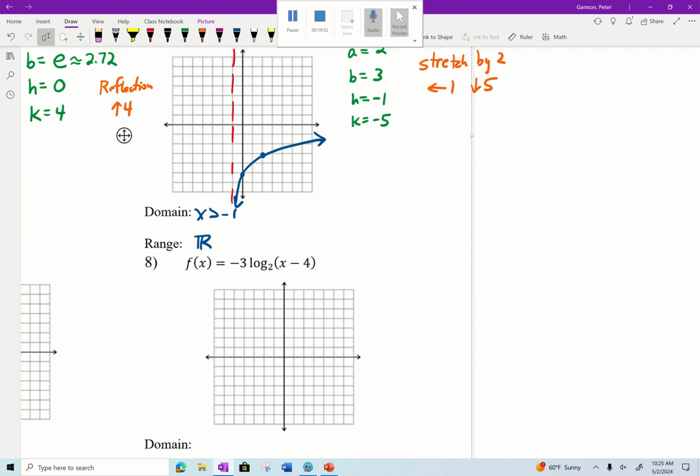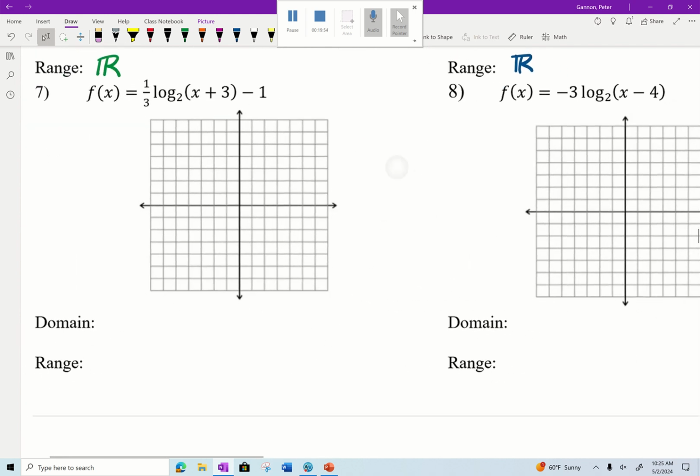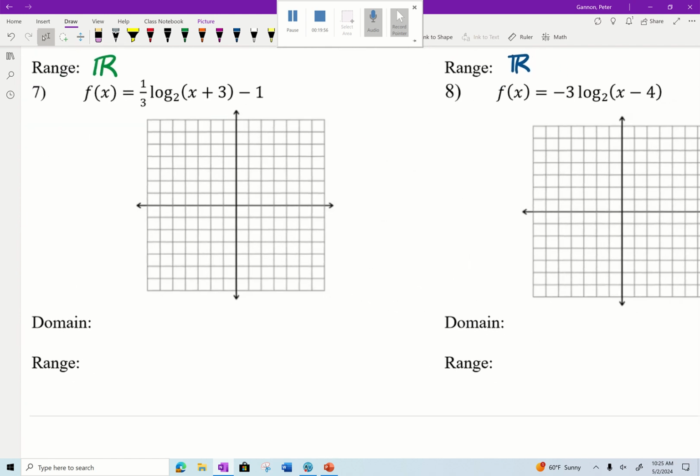All right, next. All right, number 7. Now we have A as 1/3, we have B as 2, H is -3, K is -1. So we have a compression. So we're compressed by 1/3. We are left 3, down 1.